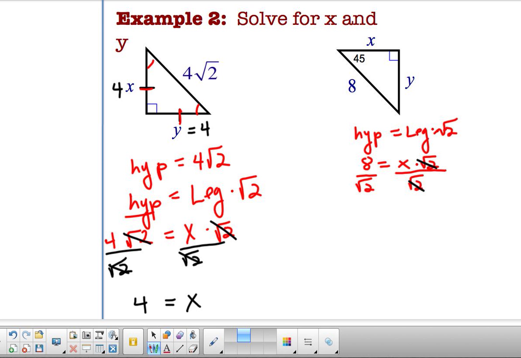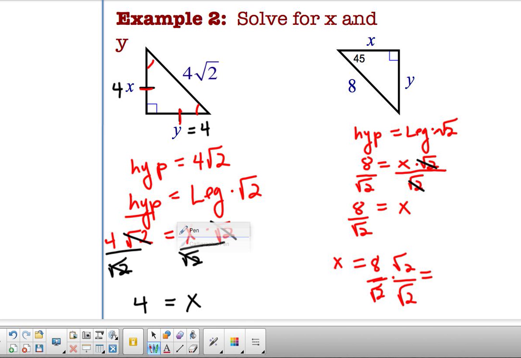Again, to undo that multiplication, we're going to divide both sides by the square root of 2. Now over here on the right, root 2 divided by root 2 is just 1, so all that's left on the right is x. But over here on the left, we have 8 divided by the square root of 2. Now we're going to have to use a process that's called rationalizing. In mathematics, we usually don't want to leave square roots in the denominator of our answer.